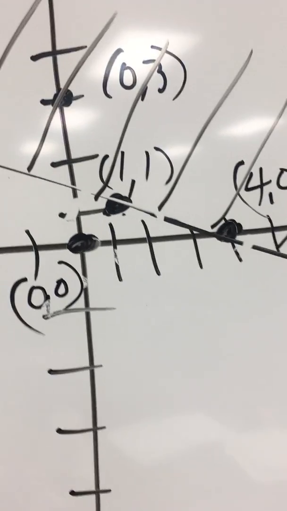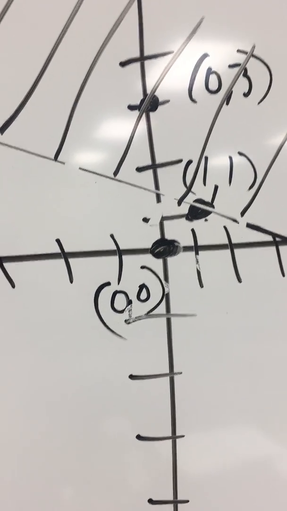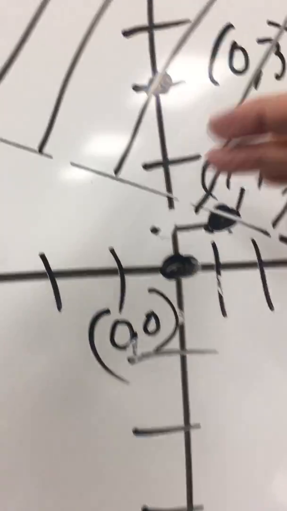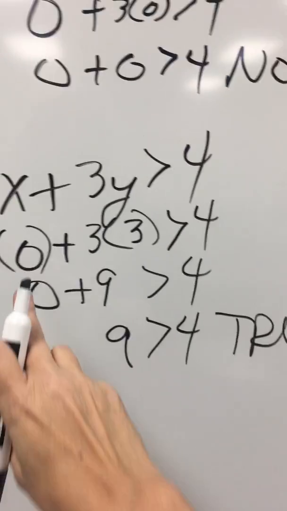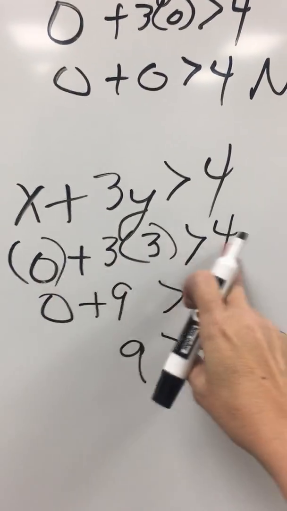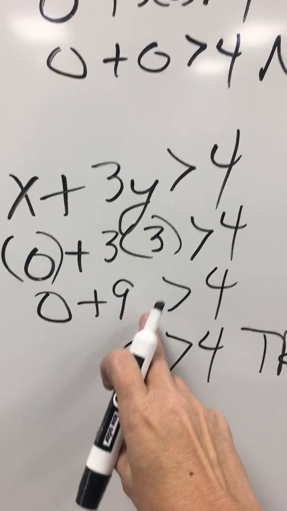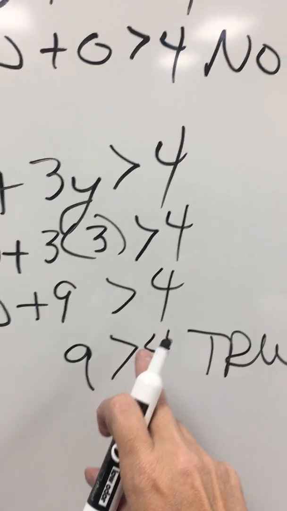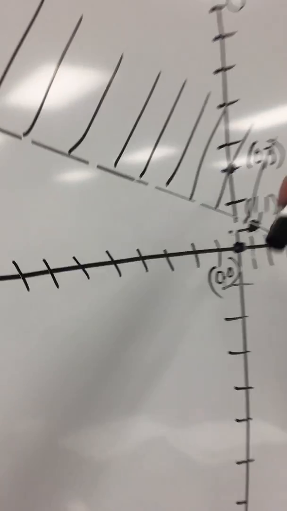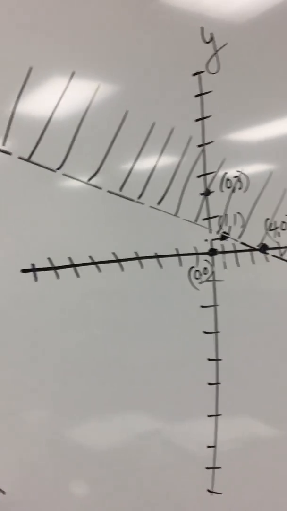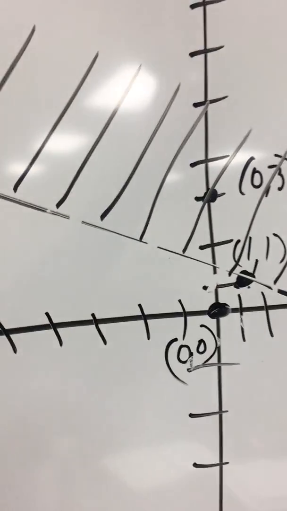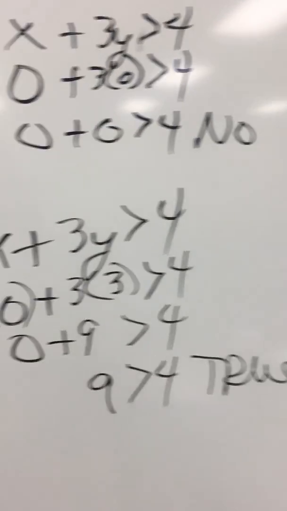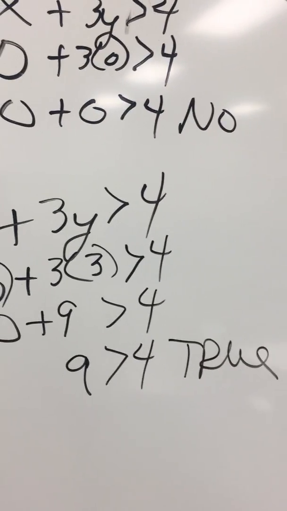So now I pick another point. I come over here and I pick over 0, up 3, because that's on this side of the dashed line. So (0, 3). I substitute in 0 for x, 3 for y, and I solve the inequality again. So I get 0 plus 9 is greater than 4. Is 9 greater than 4? Yes, that's a true statement. So therefore you shade everything on the side of the line where (0, 3) is. So every single point from that side of the dashed line up, if you substitute it back into this inequality, will make a true statement.